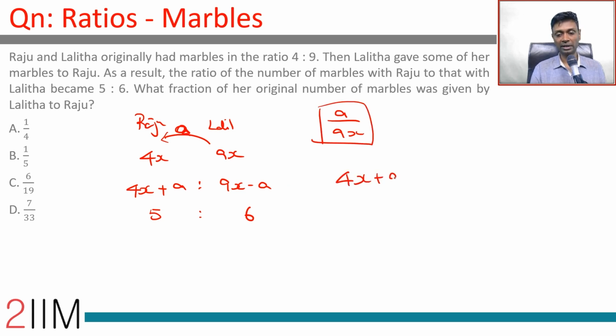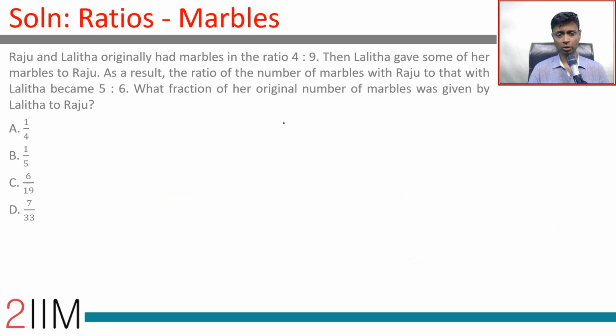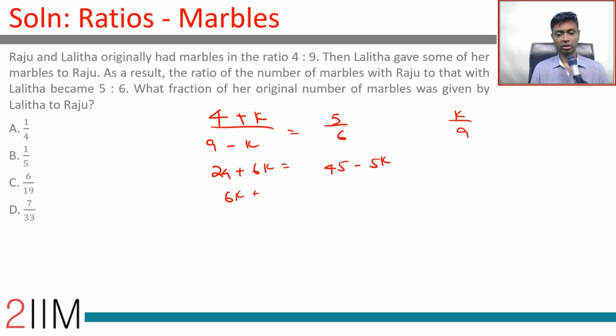We know that (4x + A)/(9x - A) is 5/6. We want to find A/9x. I'm going to divide by x throughout. (4 + A/x)/(9 - A/x) equals 5/6. Let's say A/x is k. We want to find k/9. So let's simplify this. (4 + k)/(9 - k) is 5/6. We want to find k/9. k is A/x. We want to find A/9x. 24 + 6k equals 45 - 5k. 6k + 5k is 45 - 24. 11k is 21. k is 21/11.